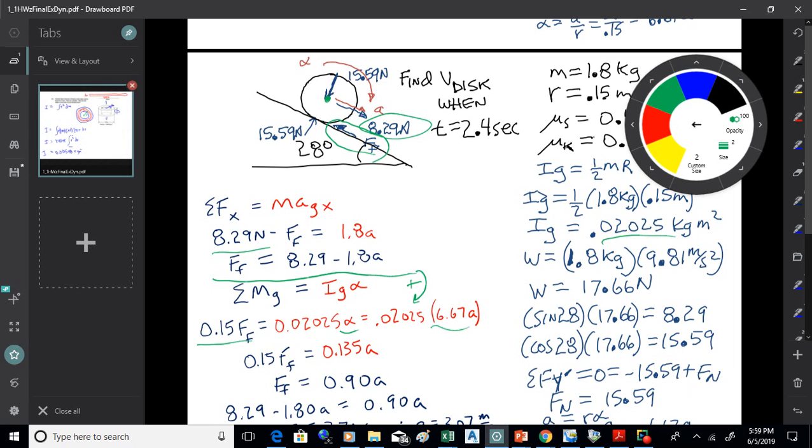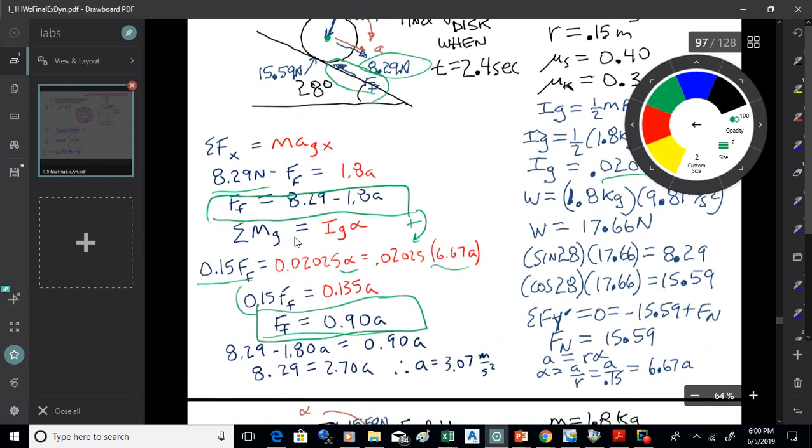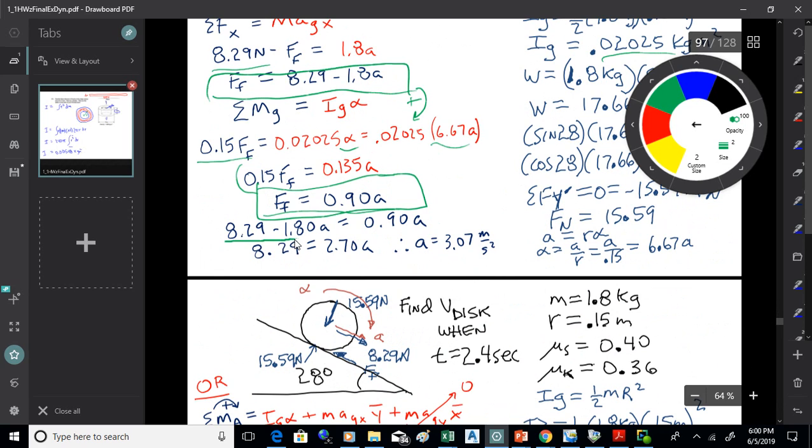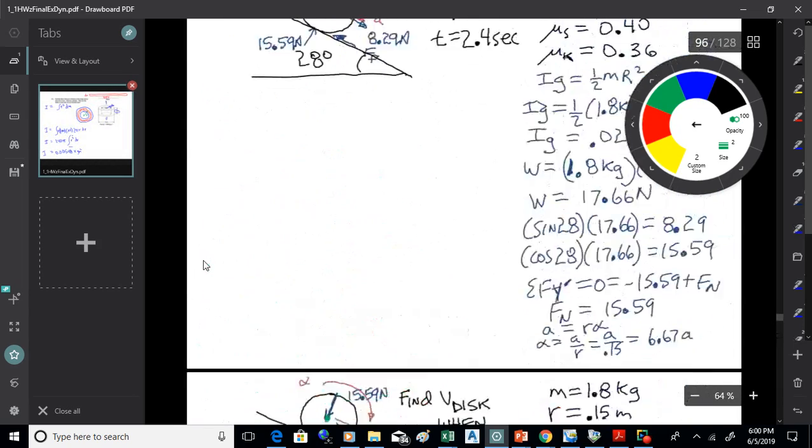Multiplying the 0.02025 times the 6.67, I get this expression here. 0.15 times the force of friction is 0.135a. Divide through by 0.15, and I get force of friction is 0.9a. So what I can do is take these two equations and equate them together. I've solved them both for the force of friction. So I can say 8.29 minus 1.8a is equal to 0.9a, and then I can solve for a and get 3.07. So that's method number one, you might say. Okay.